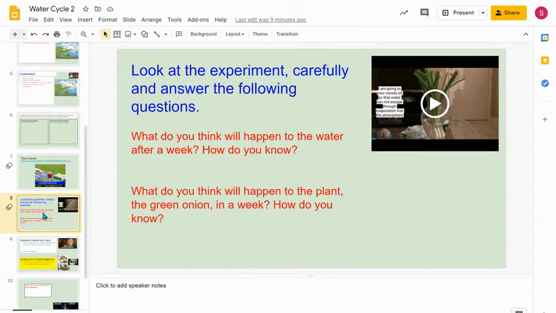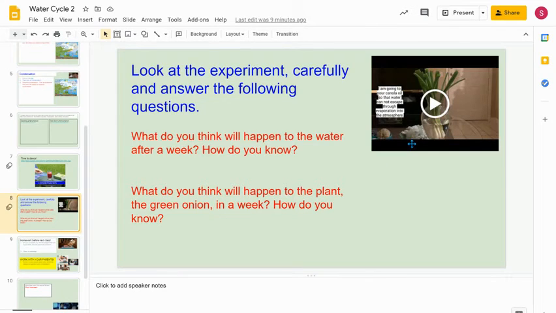And then I want you to predict what's going to happen with this mini experiment. As we continue in the water cycle, there's another terminology I'm not going to introduce yet, but I want you to understand the concept right now. And what I did in this experiment is that I poured some water into a vase. I put the green onion in there, and then I poured oil over the water so that the water is not directly evaporating to the atmosphere.